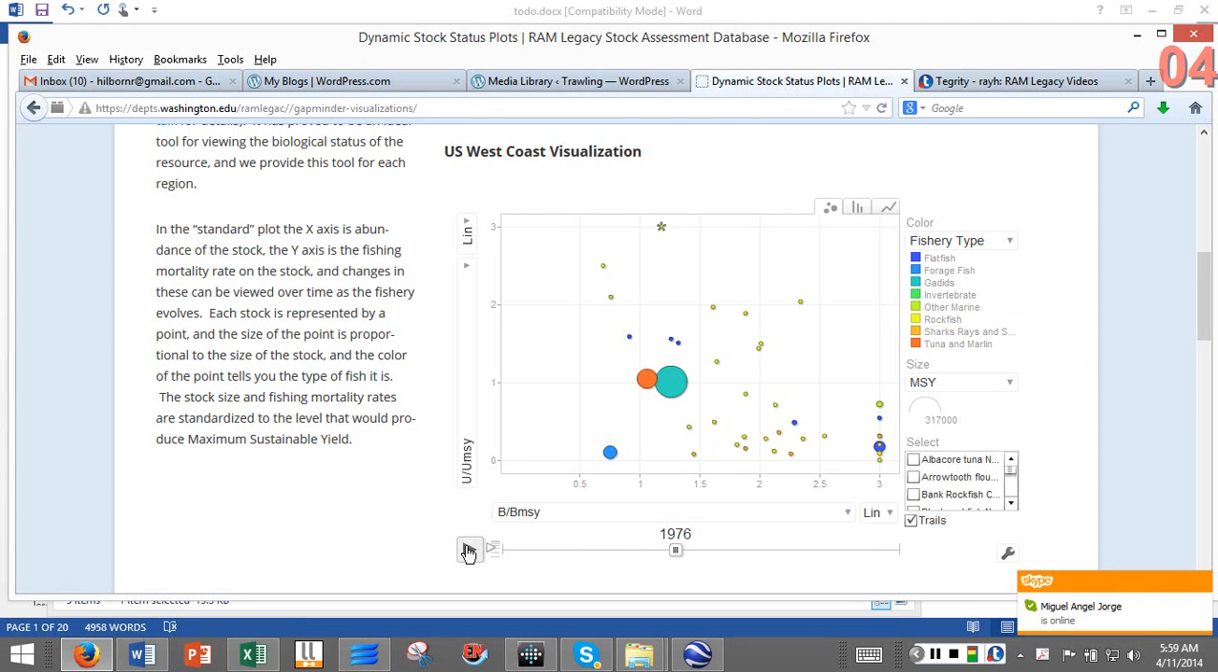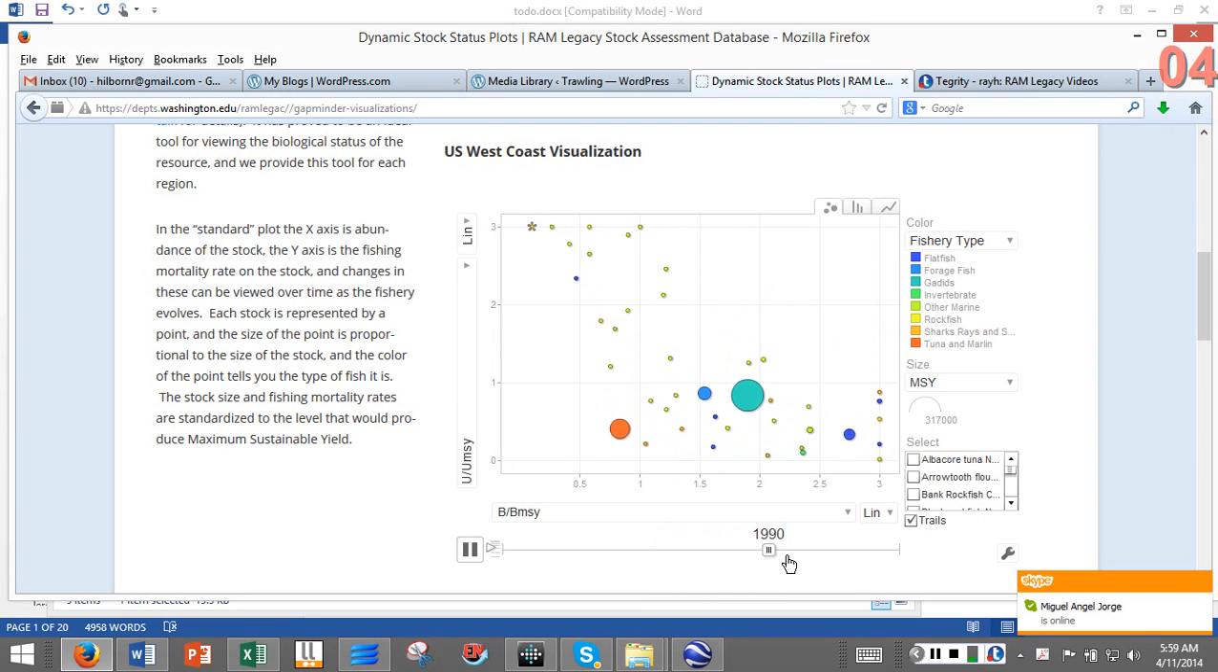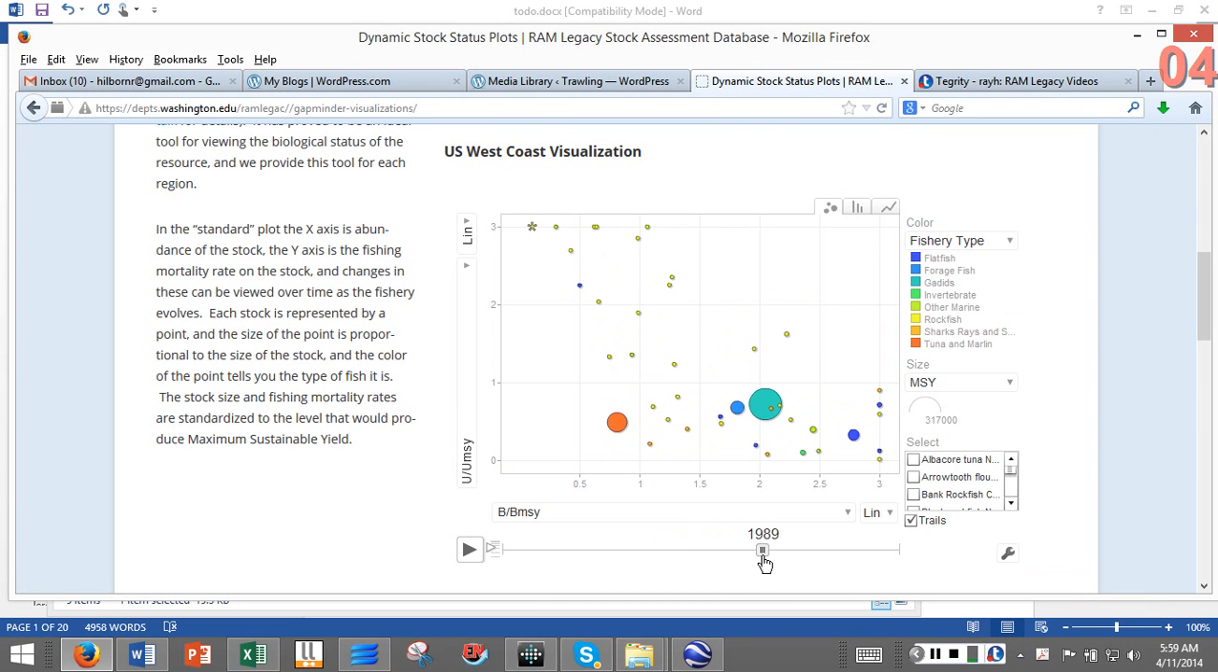Now I'm going to slide forward to 1990, where we were before. And by this point, we've seen fishing pressure. Let's go back to 1990 exactly. We see fishing pressure is pretty high on quite a few stocks. We still have some underexploited stocks, but we've got a lot of excess fishing pressure.